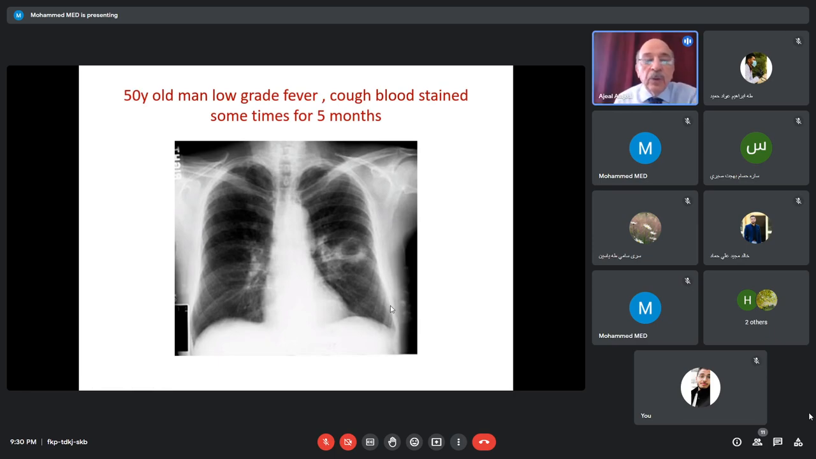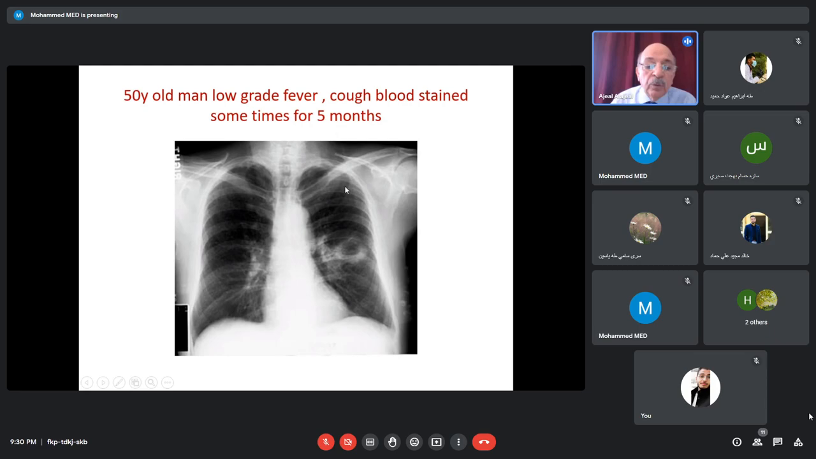This is a 50-year-old man complaining of low-grade fever, cough, and the cough is blood-stained sometimes. Okay, he didn't say here in the slide that there is sputum, but there is some blood in it, and the blood is not always, sometimes, and the history dates back to 5 months.